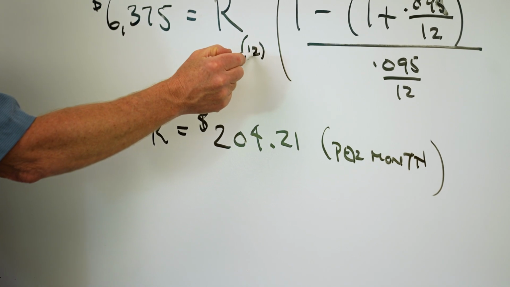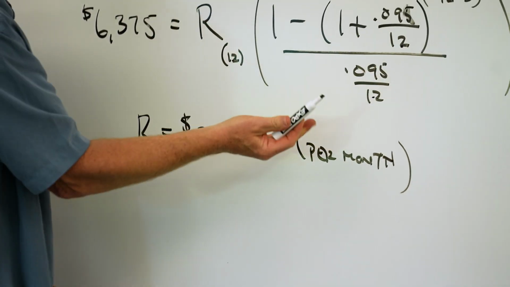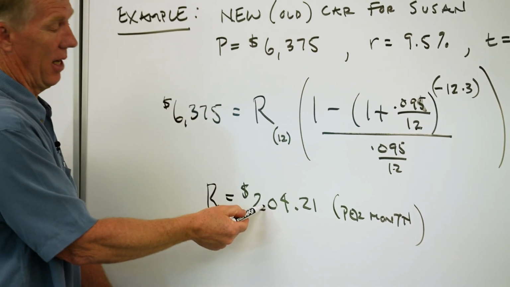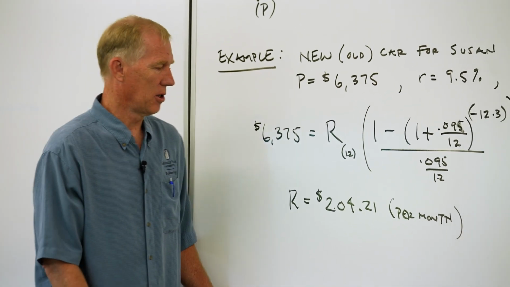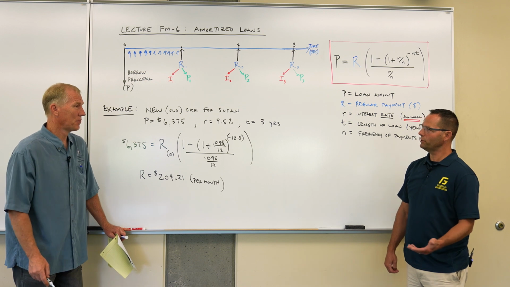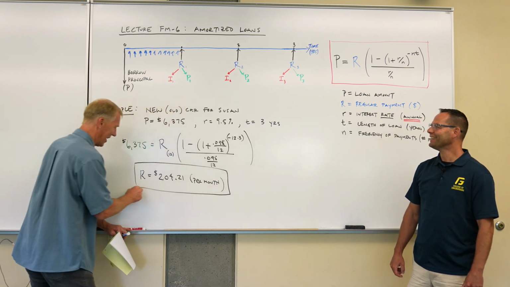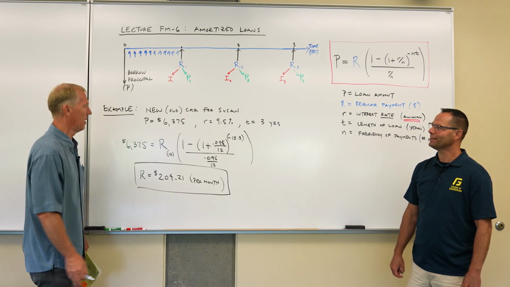Notice that if we change this 12 here to a 1, for example, making one payment a year, it's going to be a much bigger payment, right? Absolutely. But if I make it every month, it's $204.21. Not bad. Do you think that Susan is worth that to you? Well, oh, absolutely, man. Maybe I need to consider the Corvette. I can swing this. This is doable, all right?